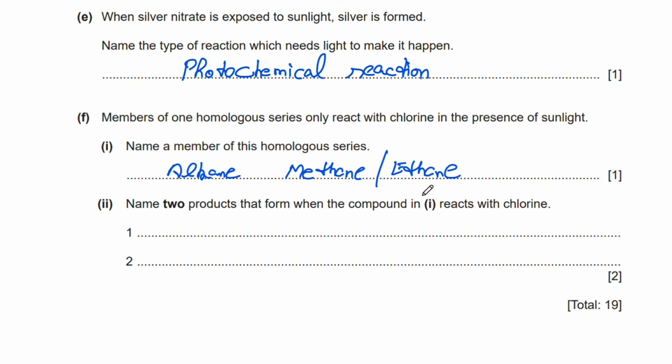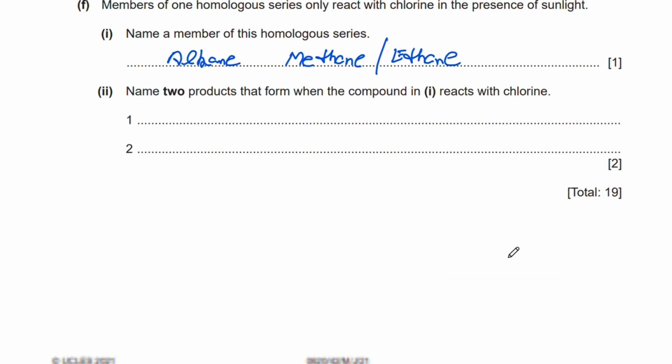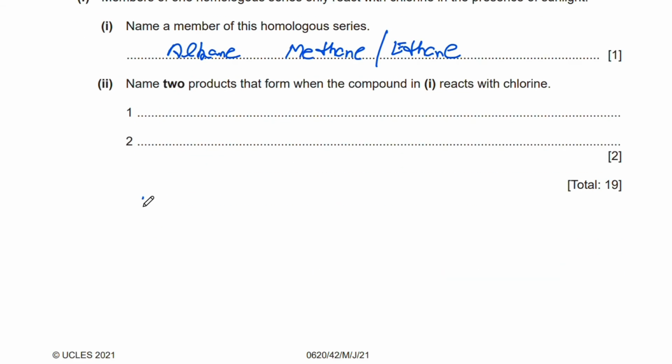So these are members of a homologous series. Any one of them would be correct. Name two products that form when a compound in one reacts with chlorine. So if we are taking methane, CH4, you can write this as C and H like this.